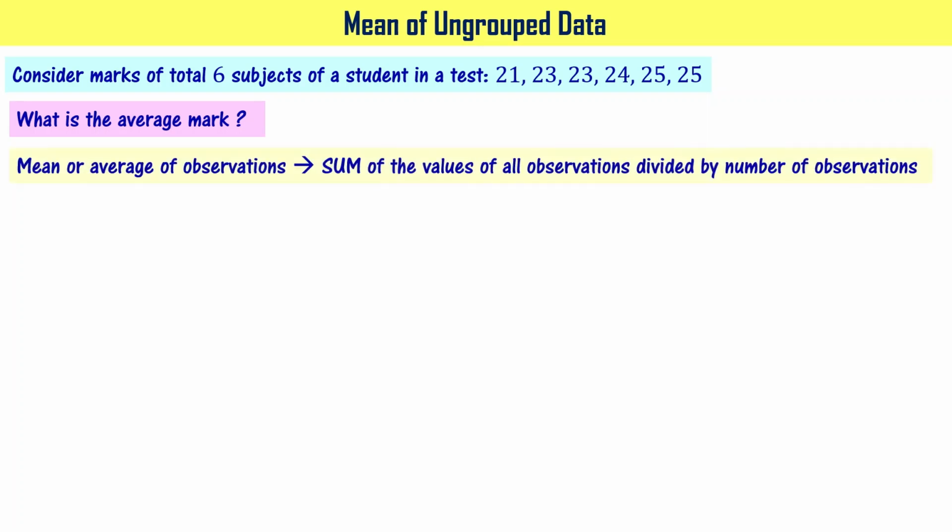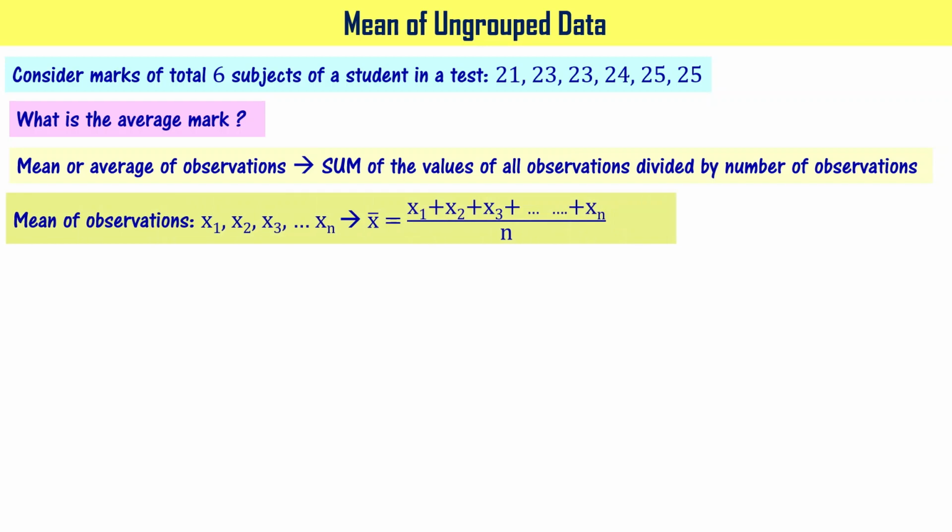As per statistics, mean or average of observations is defined as sum of the values of all observations divided by number of observations. For example, you want to find mean of few observations such as x1, x2, x3, x4, x5 and so on up to xn. Total number of observations, let's say, are n. Then mean of these observations can be written as x bar equal to x1 plus x2 plus x3 plus x4 plus and so on up to xn divided by n, where n is the total number of observations. Please note this.